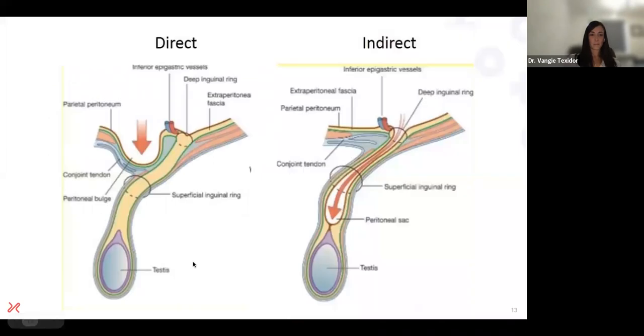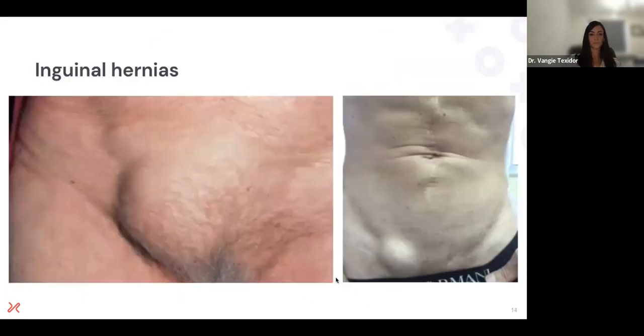Let's see. So this is just a little bit more anatomy. When they say you have an inguinal scrotal hernia, they just are so big that they're sliding easily into the scrotum. Inguinal hernias, if you see a bulge like this, the same. It's a hernia. I don't need imaging.